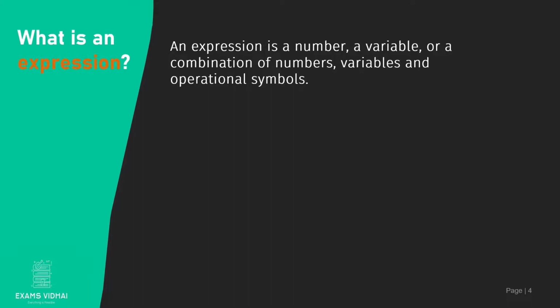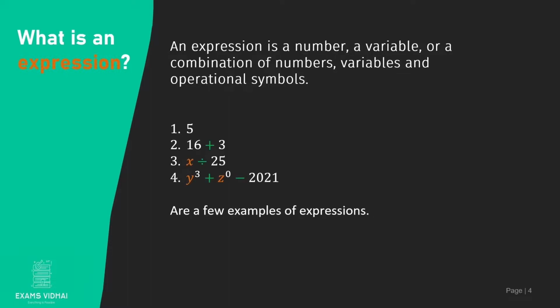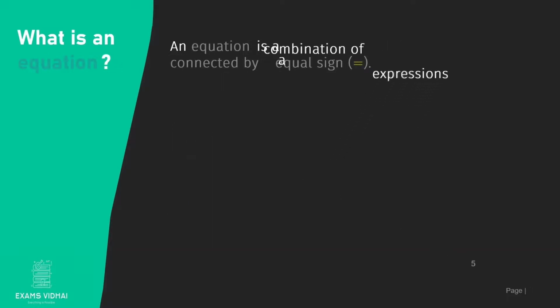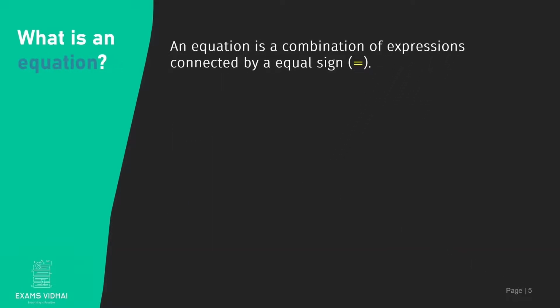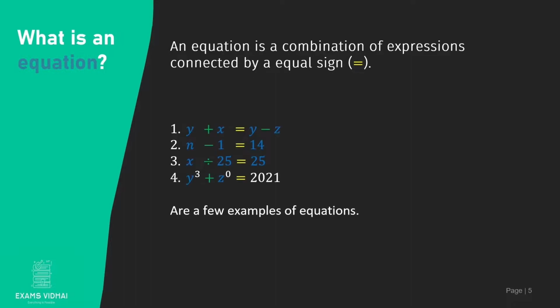What is an expression? A number or a variable or a combination of both, including operation symbols, is known as expression. Now we'll see what is an equation. An equation is a combination of expressions connected by an equal sign. As you can see, on the left hand side we have an expression and on the right hand side we have another expression. By the combination of both, we get an equation.